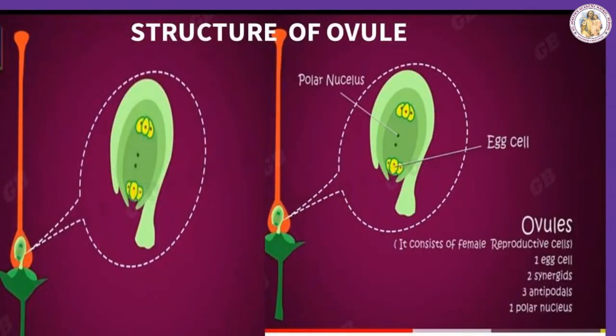Now we are going to see the structure of the ovule. What is meant by ovule? In the female reproductive part we see the ovary, isn't it? Inside the ovary we will have the ovule. So we are going to see the detailed explanation of the ovule here.